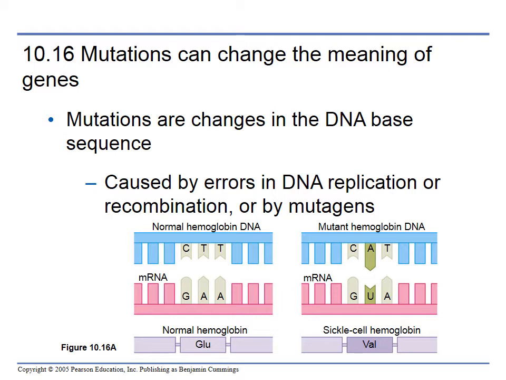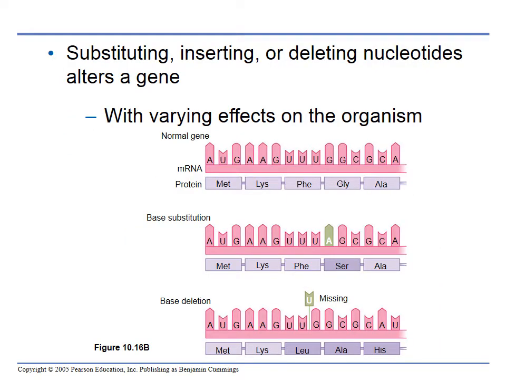So in this case, we have a normal hemoglobin DNA, which would code for glutamine here. And in the sickle cell hemoglobin, it codes for valine instead. So it's a point mutation, a single mutation, but it changes hemoglobin enough to cause some serious problems.